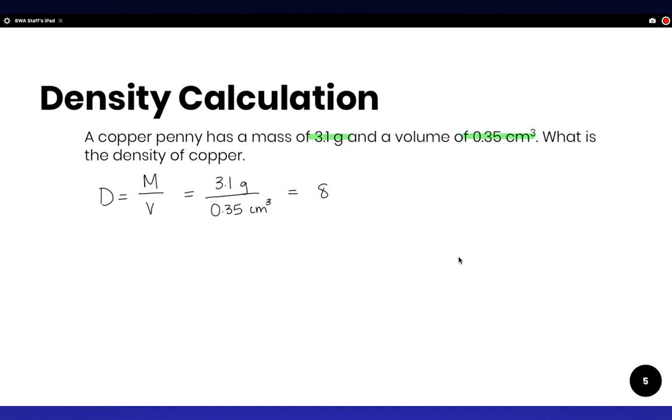I got 8.8571 grams per centimeter cubed. This number only has 2 significant digits, and this one also has 2, so my answer can only have 2 significant digits. What does 5 do to 8? Bumps it up by 1. So my final answer is 8.9 grams per centimeter cubed.